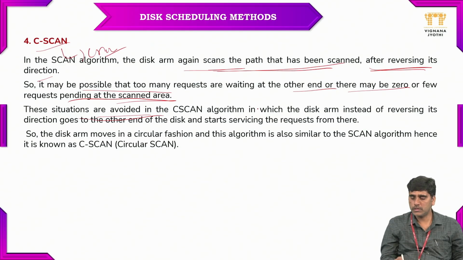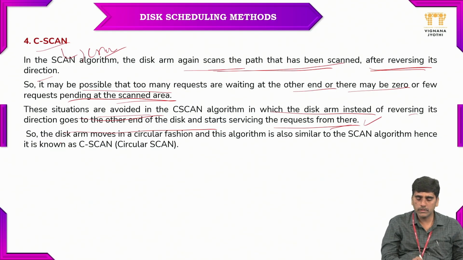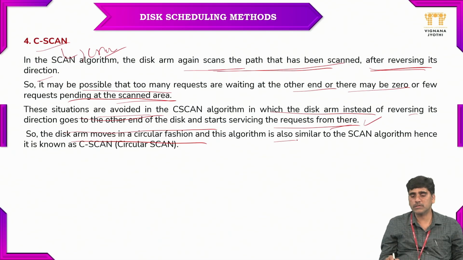Here the disk arm, instead of reversing its direction, goes to the other end of the disk and starts servicing the requests from there. Not like the SCAN algorithm, it starts servicing the requests from where it ended, for the other disk positions. So the disk arm moves in a circular fashion, and this algorithm is similar to SCAN. Hence it is known as the C-SCAN algorithm, that is, circular scan.